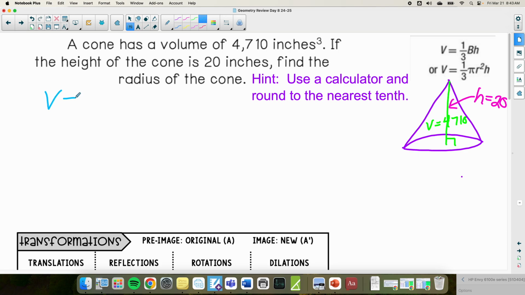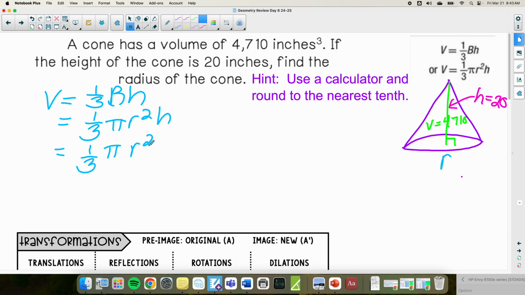So I'm gonna write down the volume of a cone. So that one is 1/3 times the area of the base times the height. So it's 1/3 area of the base times the height. Now, area of the base is going to be my pi r squared, H. So I go 1/3 times pi. The radius is what I'm looking for here. So I'm gonna just put r squared, and my height is 20.